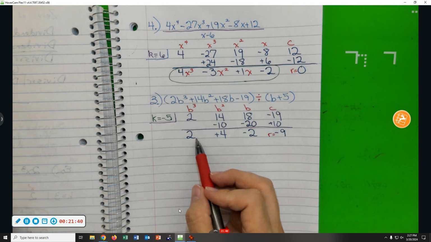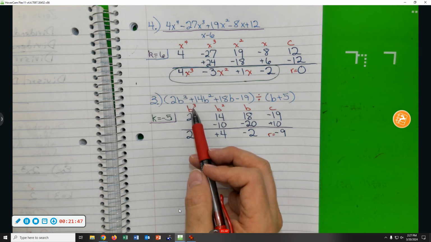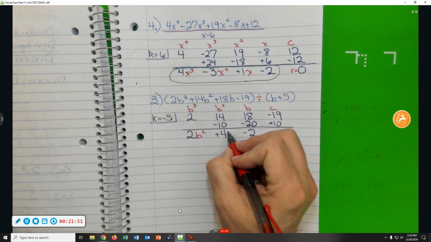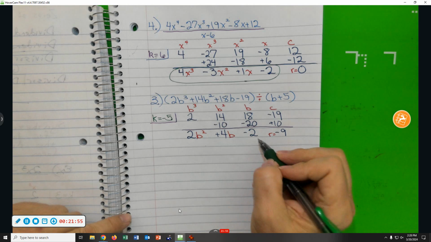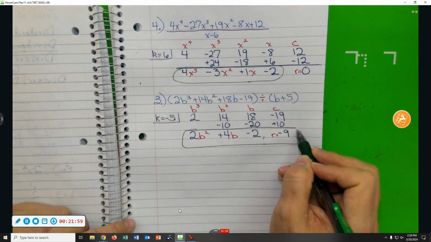What's the variable part for this b right here? B squared. It's one less than the biggest exponent in the dividend. So we have a b squared and a b. I'll put a comma there before the remainder equals negative 9.